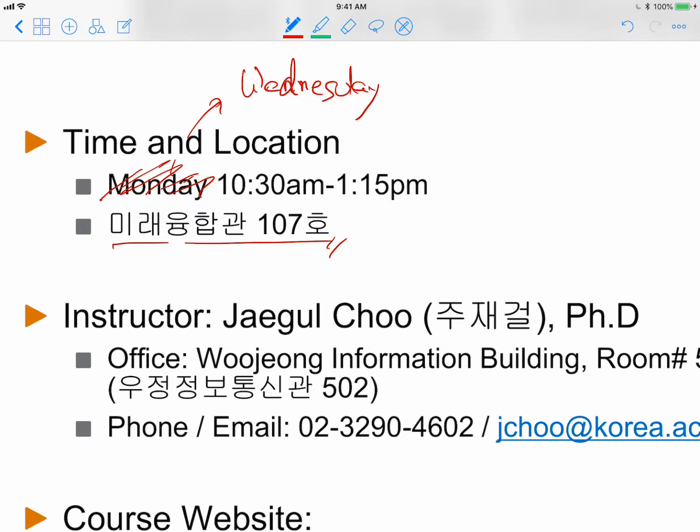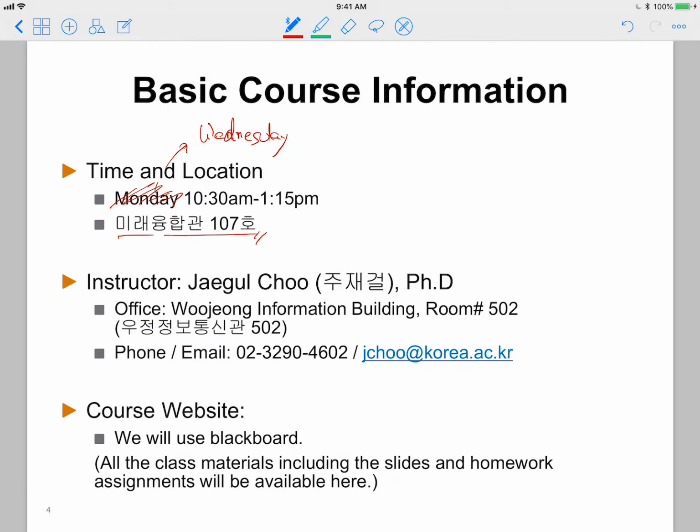We will have a break in the middle for about 10 to 15 minutes. In case you visit me, my office is located in the building right next to this building, which is called the Woojang building, and my room number is 502.